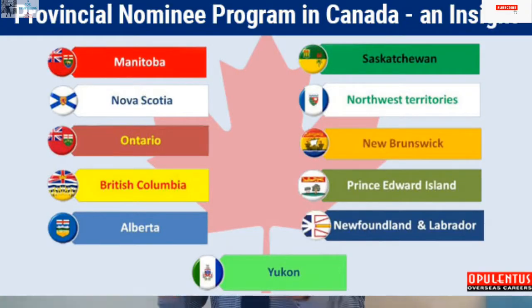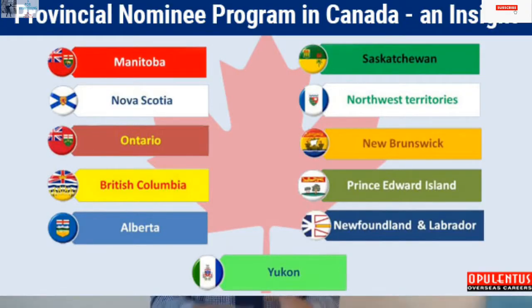Okay, now in case your CRS score is not meeting the requirement of the Canadian government and you are not receiving any kind of invitation, then you don't need to worry about it, because you can apply in another program that is called PNP, Province Nomination Process.